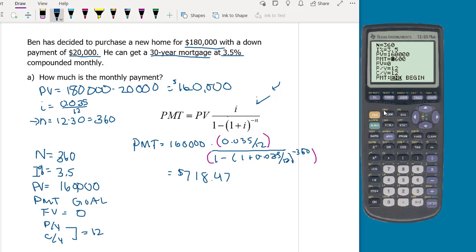So then go back up to payment and we press alpha, enter, and we solve, and we see that we get the same exact value that we got with the formula. So it doesn't matter which way you do it. If you like the formula, use the formula. If you prefer the TVM solver, you can use that.